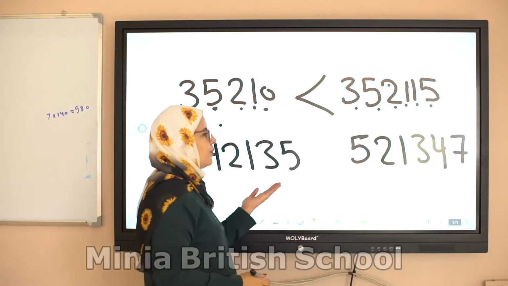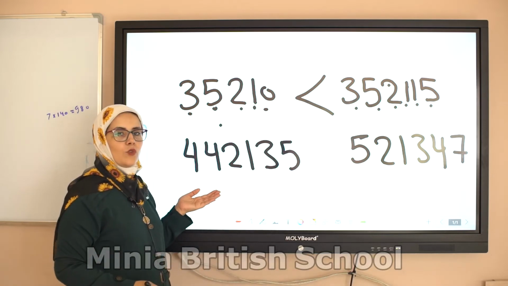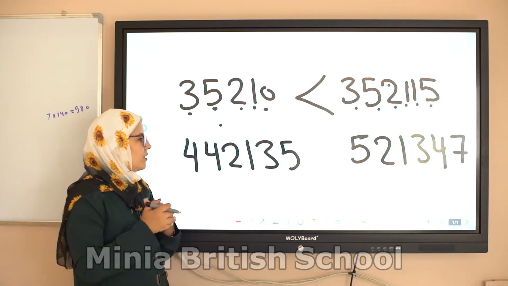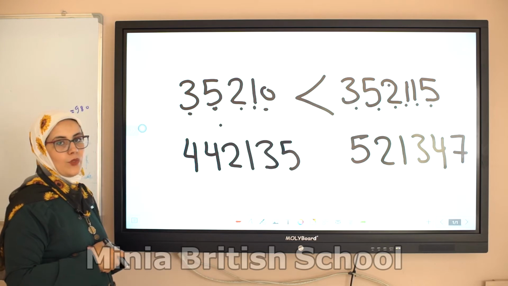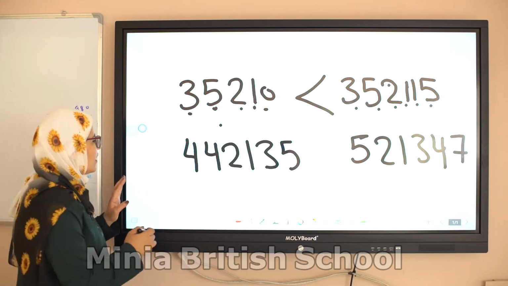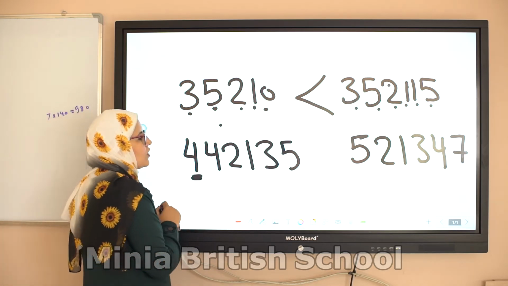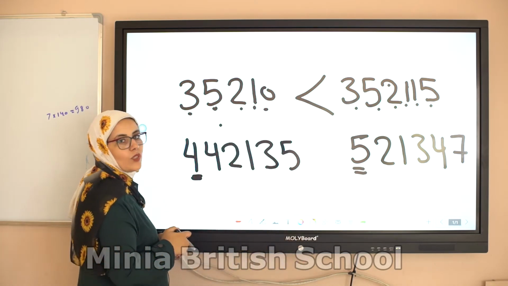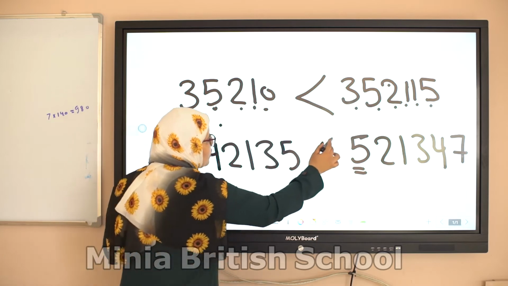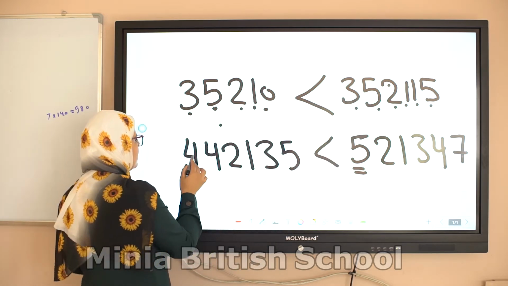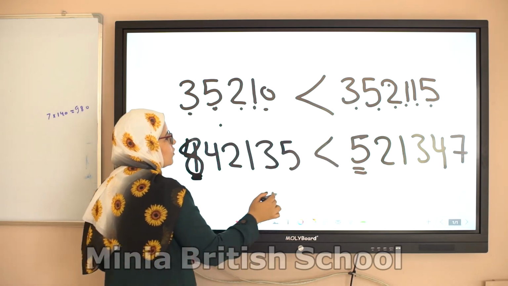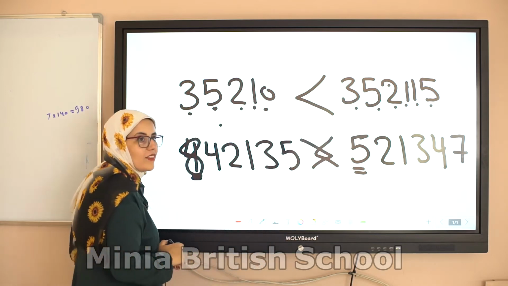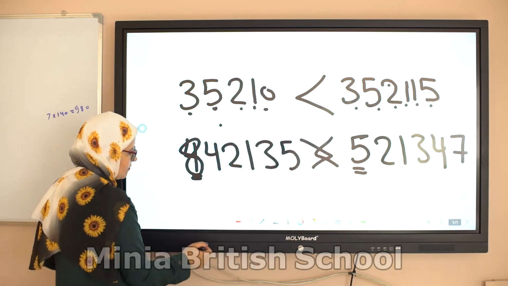Now we have two numbers. Each number consists of how many digits? Six digits. How do I compare between these two numbers? The first thing I will look at is the first digit. The first number here is 4, but here it is 5. So which one is the greatest? 5. So this number is bigger. If I have 8 here, then this will be bigger. That's it. Okay.